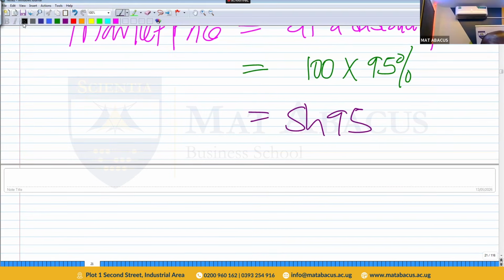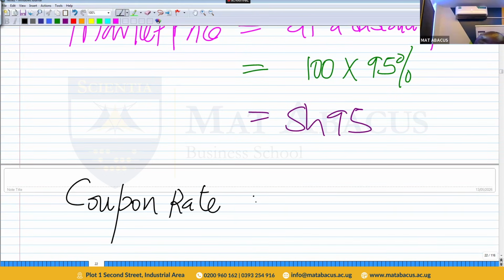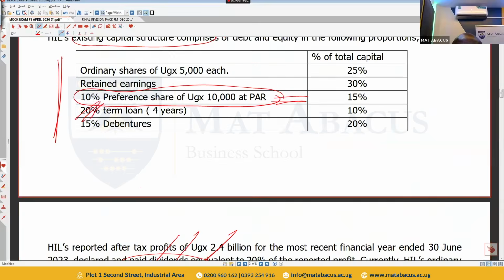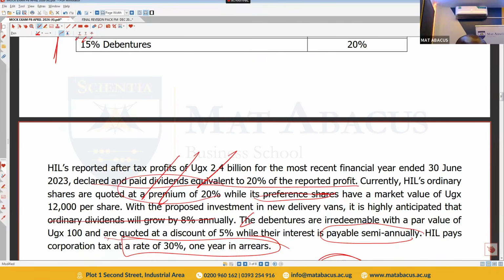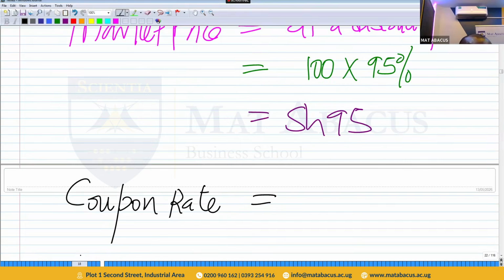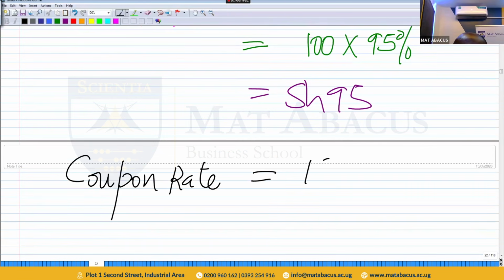What is the coupon rate? The coupon rate of the debenture, we go and look for it. The coupon rate in the extract is 15%. Therefore, it is 15%. Please get reminded, this is always per annum.